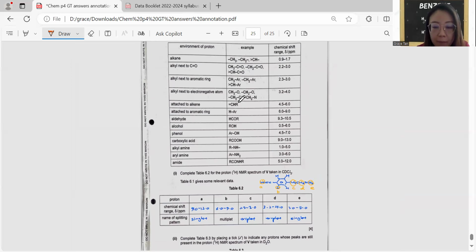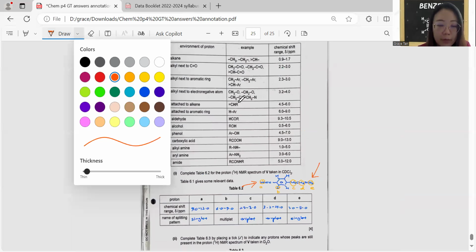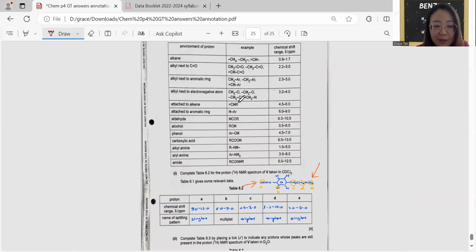Now, OH and NH are always singlet. So this is OH, and this is NH. How come it's orange? I want red. So therefore, here is singlet, singlet. OH and NH are always singlet because they undergo proton exchange, so the signal does not split. So A and E are the OH and NH, which do not split.